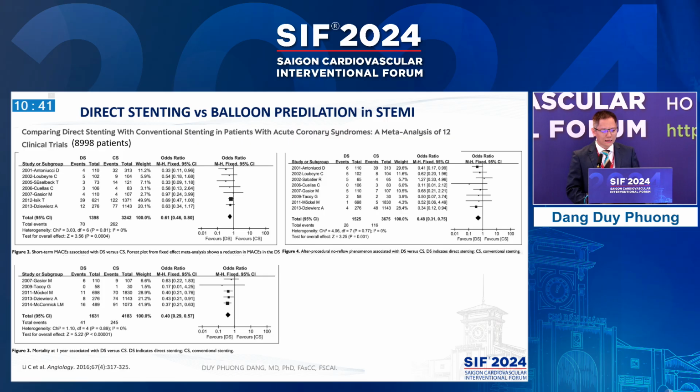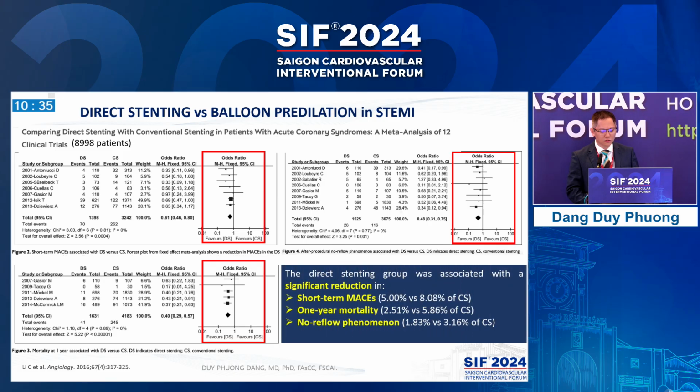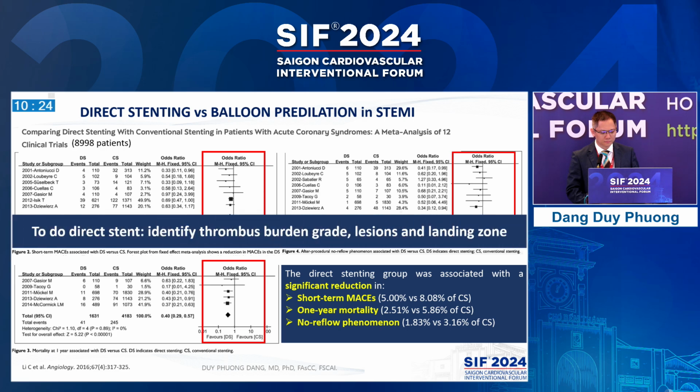In a meta-analysis of 12 clinical trials, the direct stenting group was associated with a significant reduction in short-term MACE, one-year mortality, and no-reflow phenomenon. This is the reason direct stenting identifies the thrombus burden, culprit lesion, and landing zones.